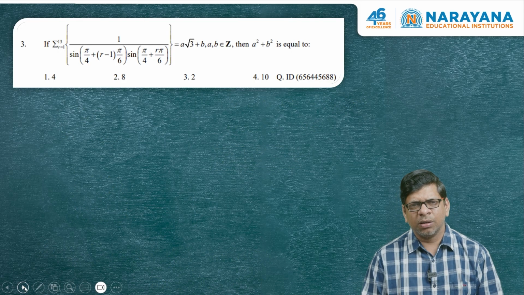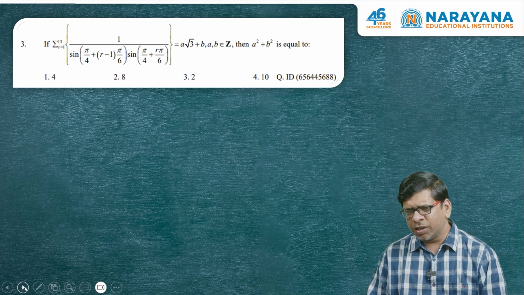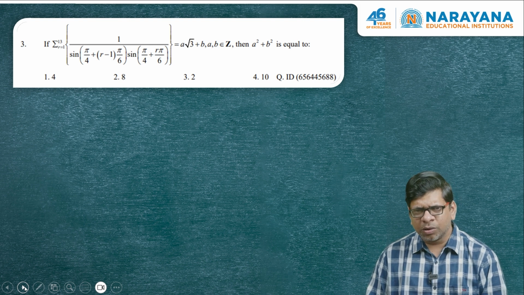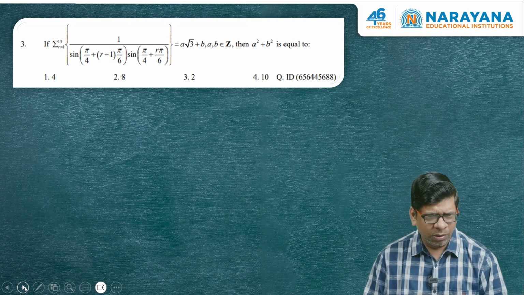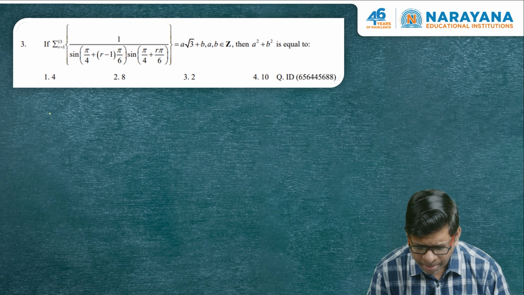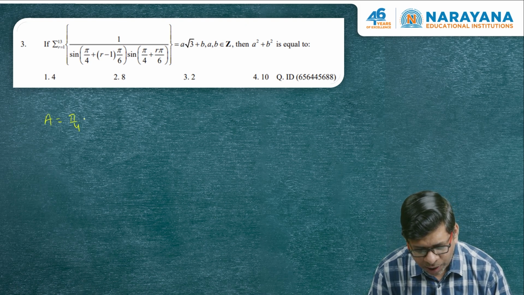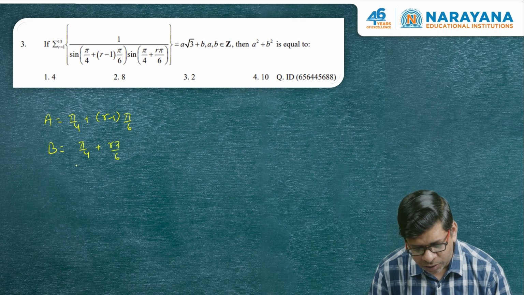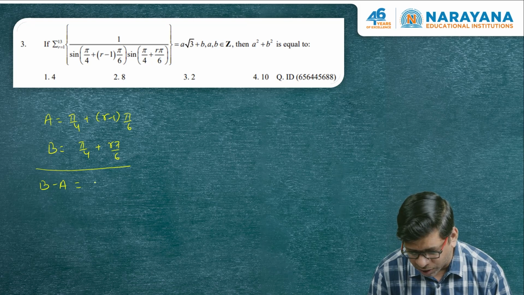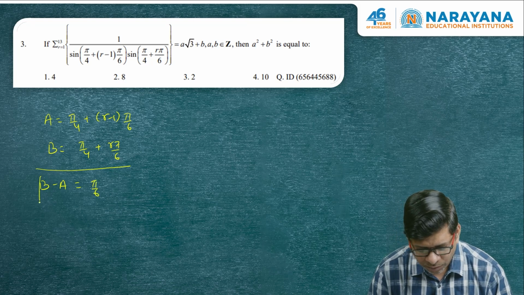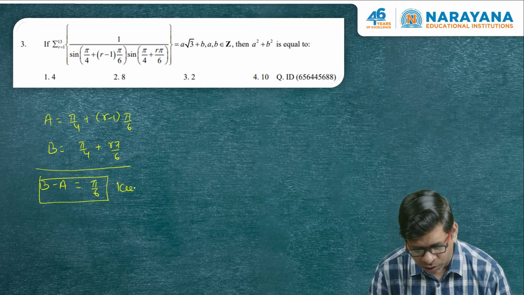Moving to next question. Actual JEE Advanced question which is asked in JEE Mains now, and this question was already asked in JEE Mains previously also. If you look at the two angles which are given, let us say angle A is pi by 4 plus r minus 1 times pi by 6, and angle B is pi by 4 plus r pi by 6. So the key step is that the difference of the angles is constant, which is pi by 6. This is your key step for this question.